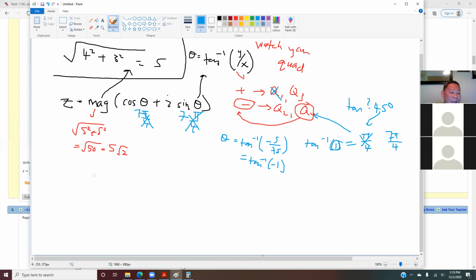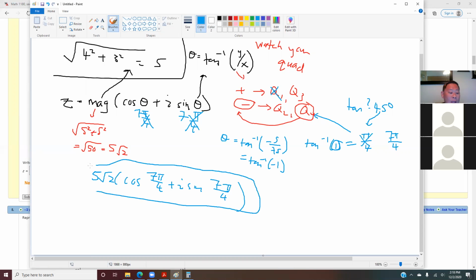So your answer in this case is 5 root 2 cosine 7 pi over 4 plus i sine 7 pi over 4. And there's no shortcut to type this. This is how we do it. And a lot of students get this question wrong. It's mainly because of this quadrant problem. And do you know what happens if this is wrong? Everything after that is all going to be wrong.